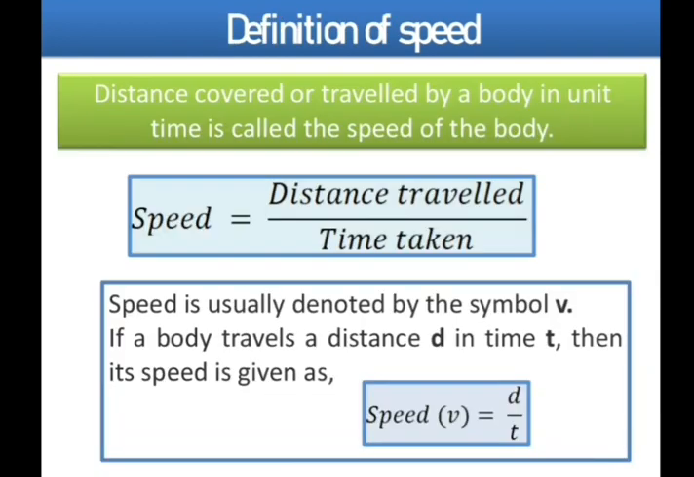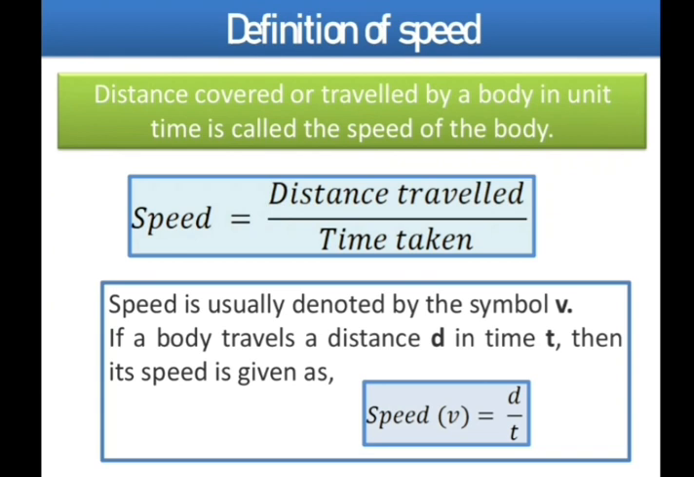So the idea about the motion of a body, that is how fast or slow a body is moving, can be obtained by the quantity known as speed. This physical quantity is known as speed. Speed can be defined as the distance covered or traveled by a body in unit time. So speed is equal to distance traveled upon time taken.